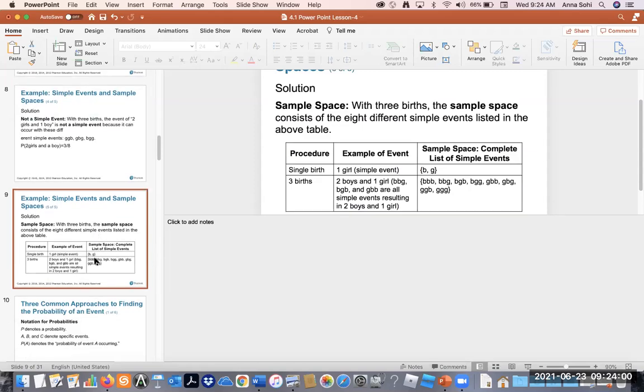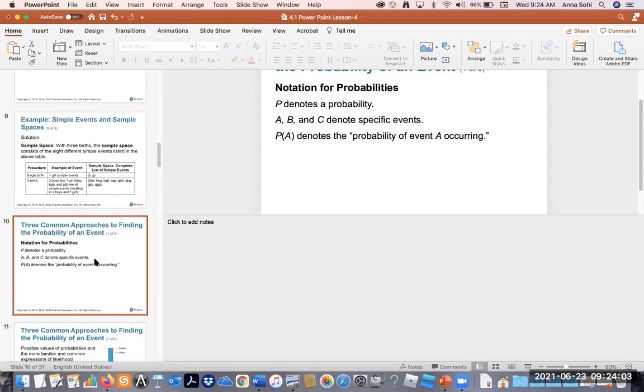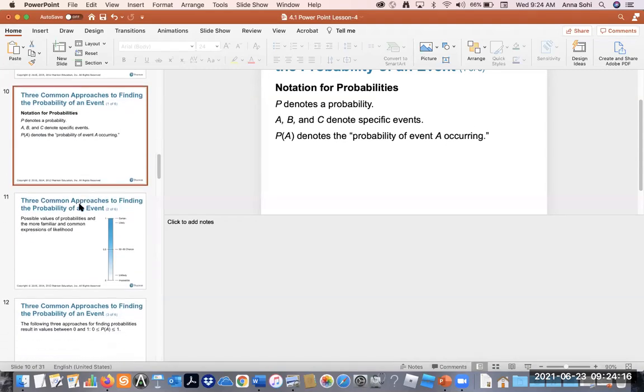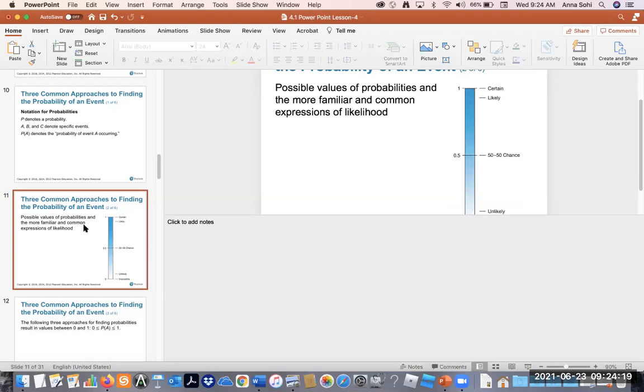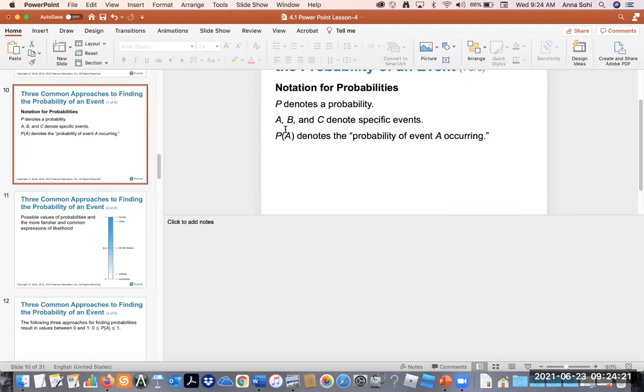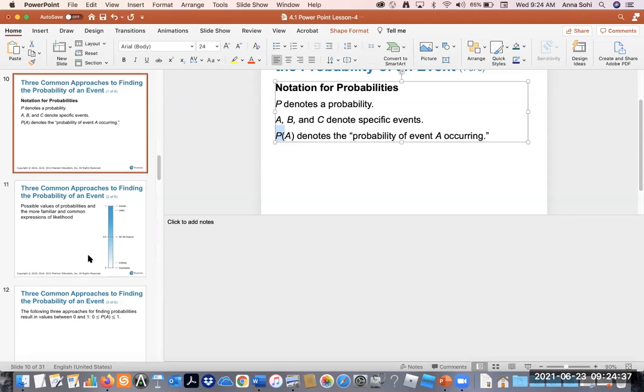So now, P is for probability. A, B, C are just events, so we are just naming them. Just know that probability of event A means the probability of that happening. What is the possibility that you're rolling 5 on a die? So A is the event, and then P is standing for probability. So probability of whatever.